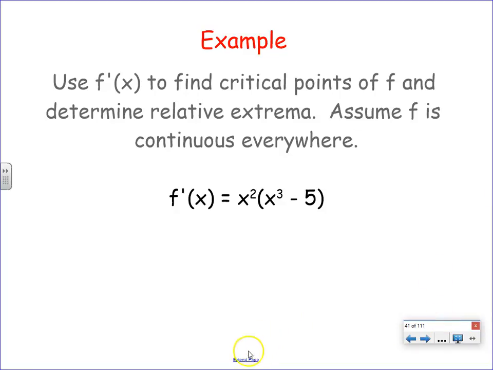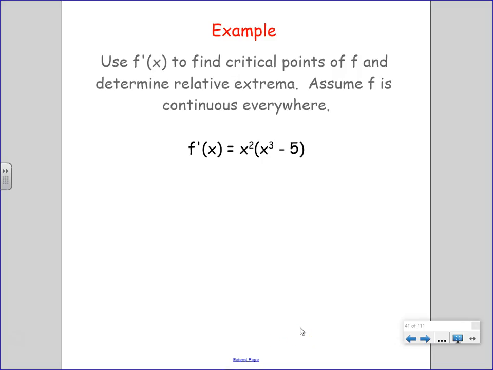What if I was to give you this one? Ready, set, go. Come on, you got it. Why not? They tell you it's continuous everywhere. So that's number 1. Number 2, find the derivative. Do you have to do that either? Why not? They gave it to you. Oh my goodness, it looked nasty for a second, right? Okay, so step 1 is done. Step 2 is done. Now what?